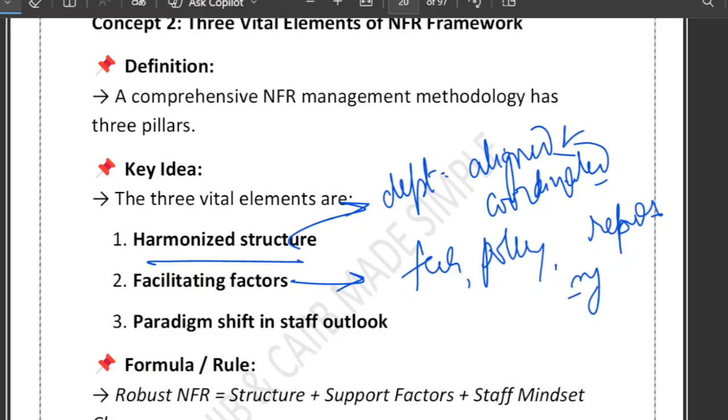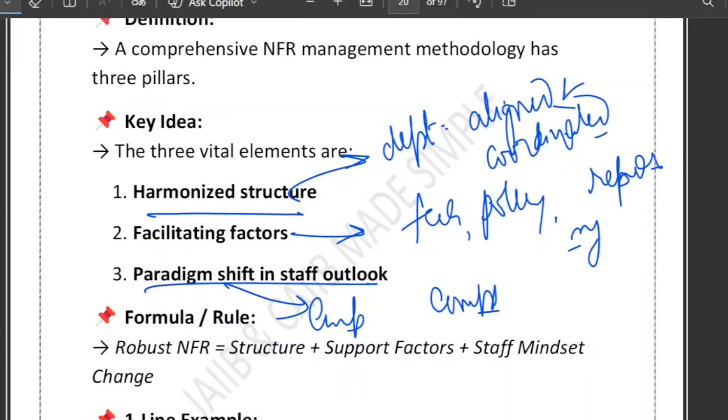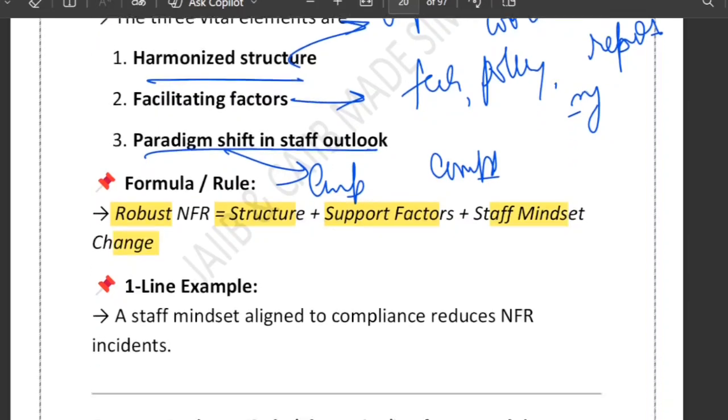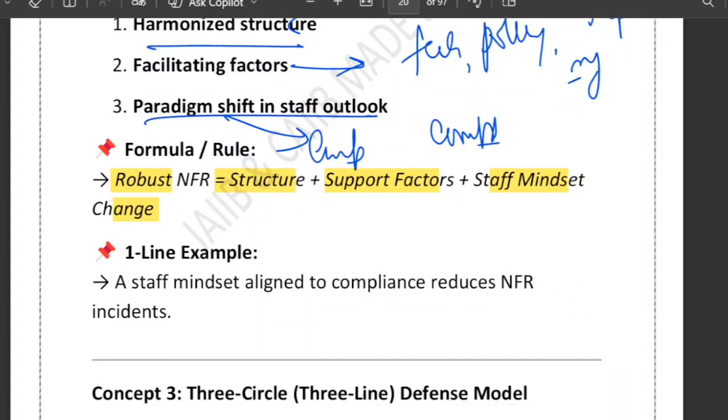And the paradigm shift in staff outlook. Employees must think with compliance awareness. Simply installing a system is not enough. If employee mindset does not evolve, NFR stays high. So there should be a change in the staff outlook also, right? The formula is that robust NFR means structure, support factors, and staff mindset change. For example, suppose there is a team with the right compliance mindset; it automatically reduces NFR events.